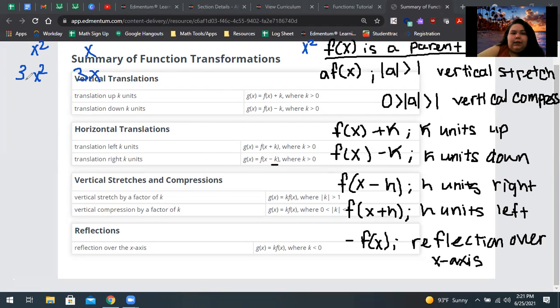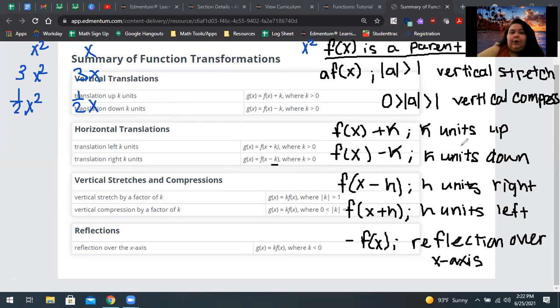I'm going to try to line it up as best we can. What happens if the absolute value of a is between 0 and 1? Let's just say 1/2 x squared, and this is 1/2 x. Then you can say that it was vertically compressed. So the x squared or x was vertically compressed by a factor of 1/2.